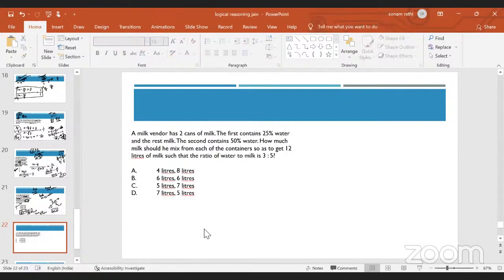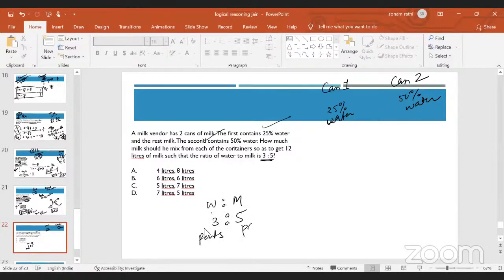Okay, read the question. A milk vendor has 2 cans of milk. Can 1, can 2. The first container contained 25% water, so in the first one, 25% water. The second one contains 50% water. You want to mix these two, first one mixed with second one, so as you get 3:5. So water is to milk is 3:5. It means water is 3 parts and milk is 5 parts.